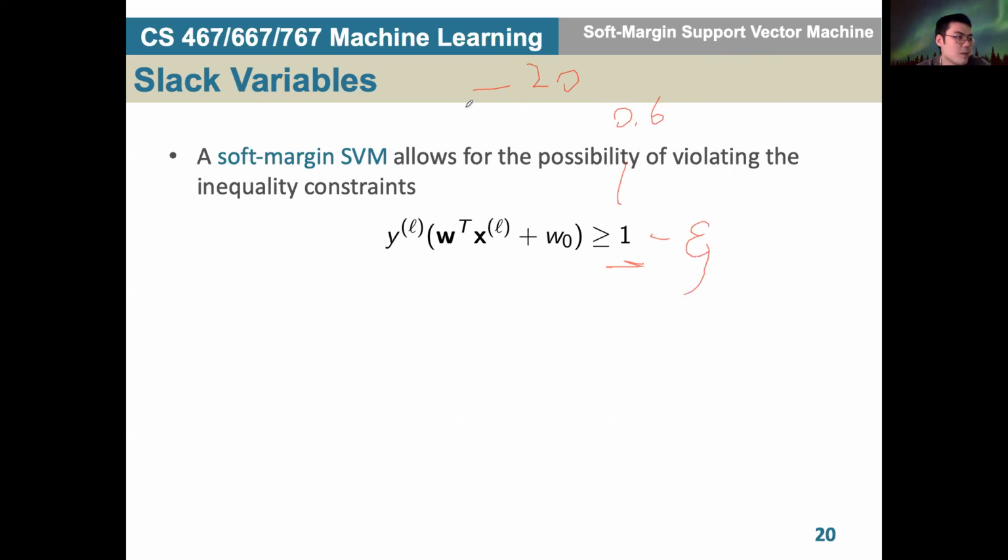So for example, if you have negative 20, we just say, hey, the slack variable, we set it to 22. 1 minus 22 is negative 21. Okay, so this negative 20 is still larger than negative 21. So as long as we make this large, we will always be able to make this condition satisfied. But we pay a cost that there's some shift, which is not desirable here.